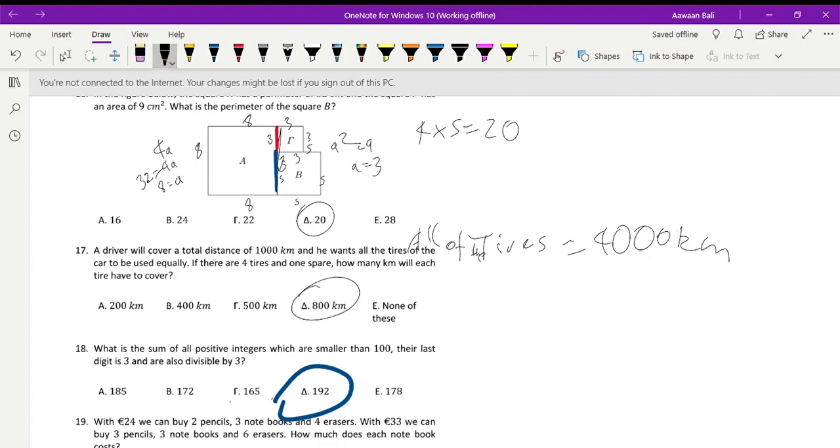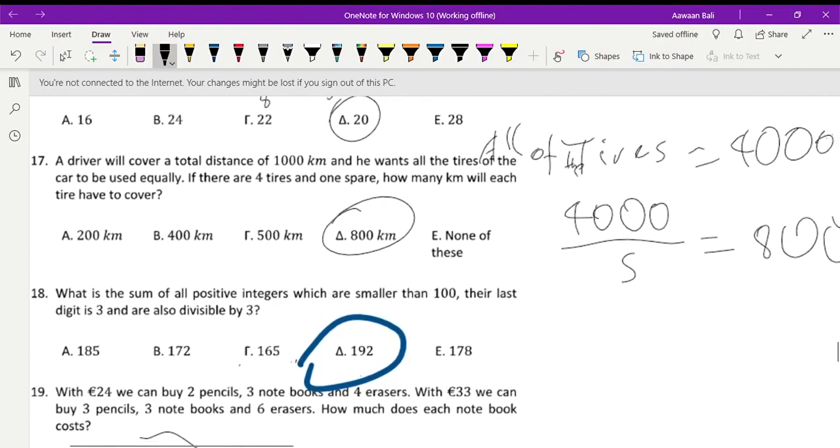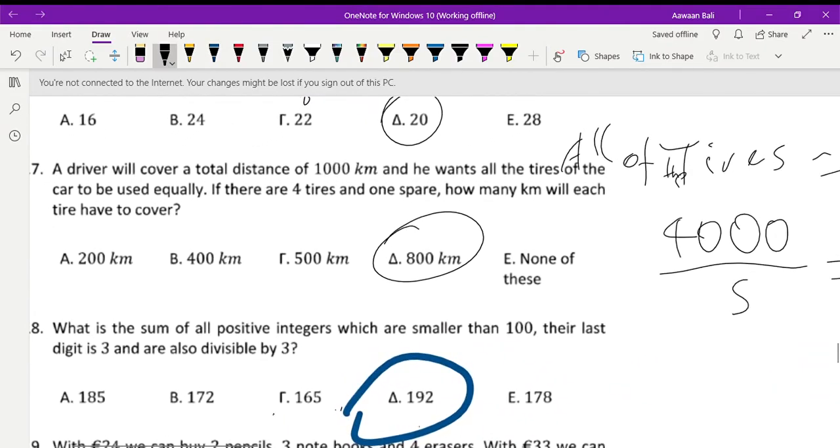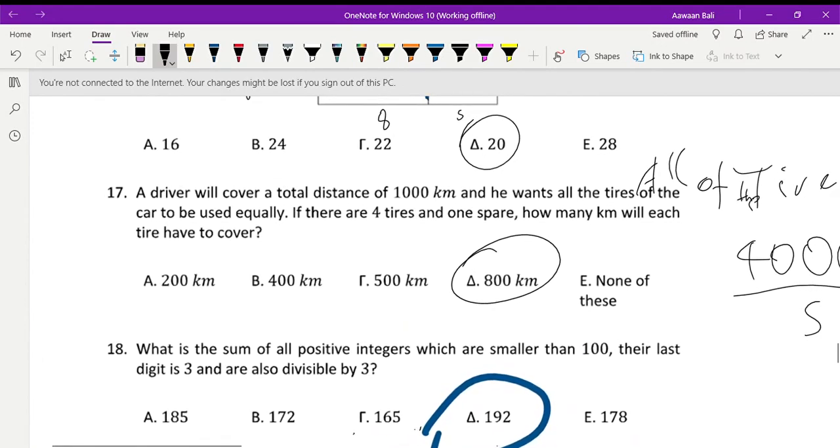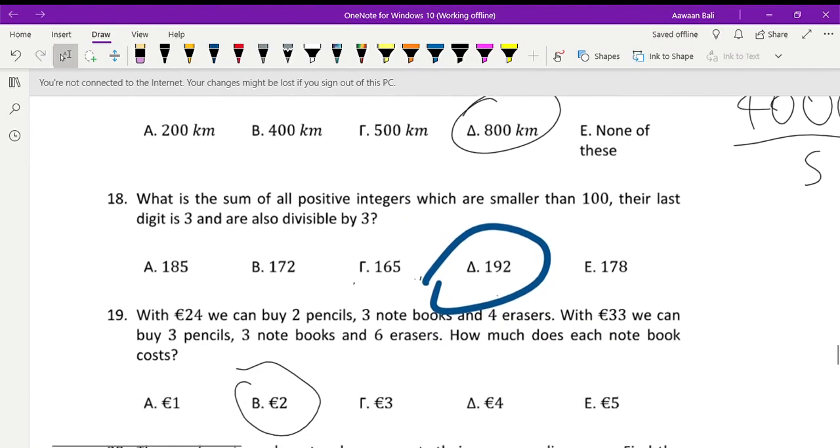So the easy way, without just writing down a lot of examples, is that you get that 4,000 kilometers, and then since there are 4 tires, 1 spare, now there are 5 tires. So 4,000 divided by 5 is 800. So each tire will cover 800 kilometers. So the answer is delta, basically.